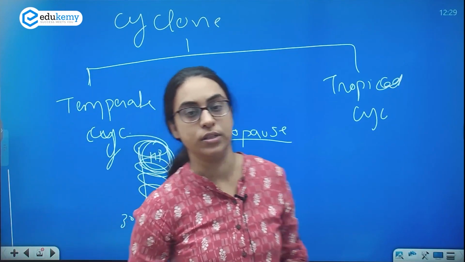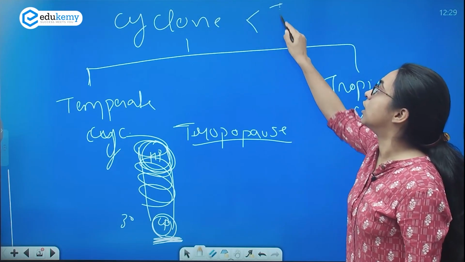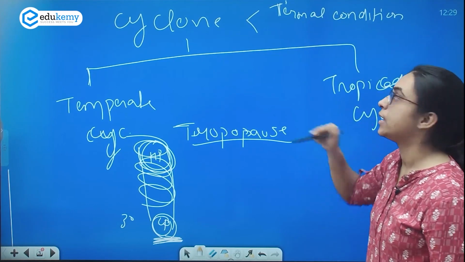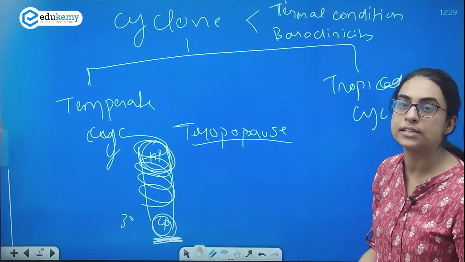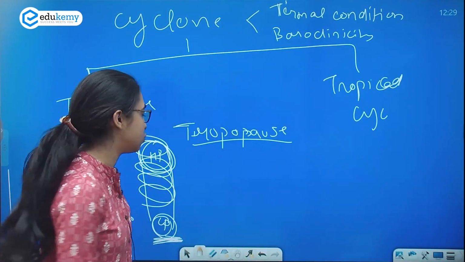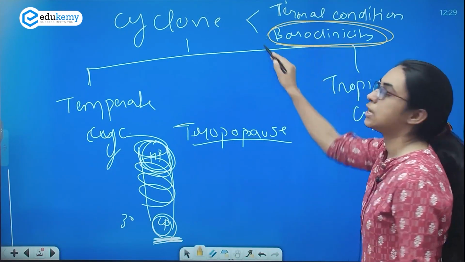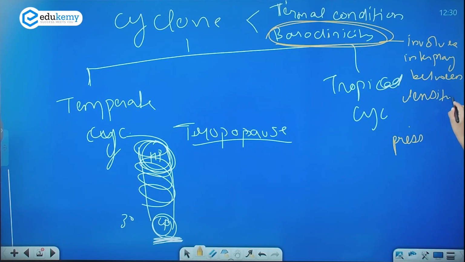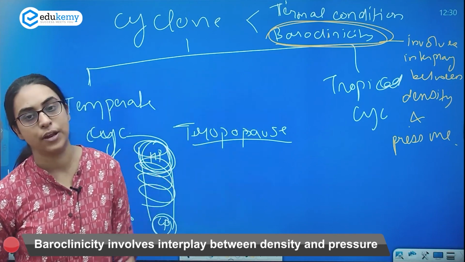So there are two conditions that play a role in the formation of any cyclone. One is the thermal condition, and the second important role is played by baroclinicity. What is baroclinicity? Just know very simply what it is. You need not go into too much detail. Just know that baroclinicity involves the interplay between density and pressure.